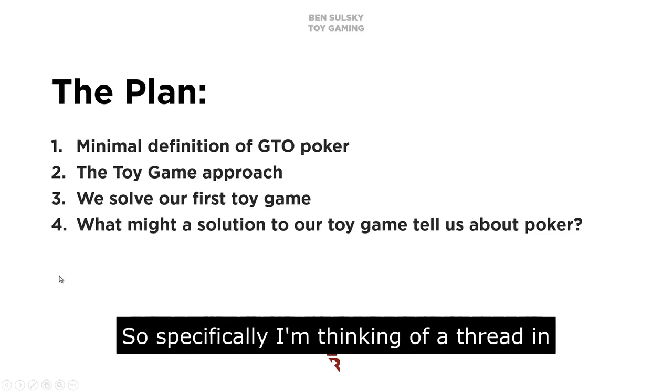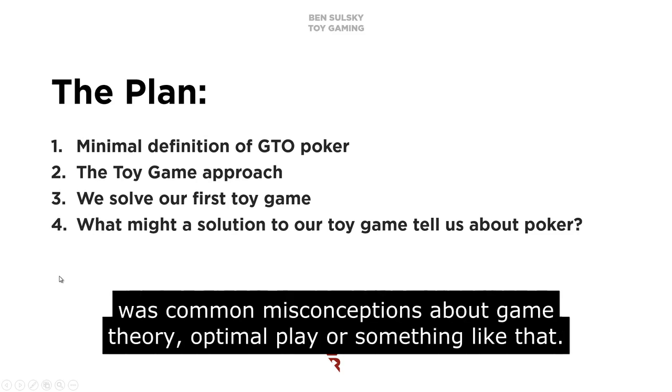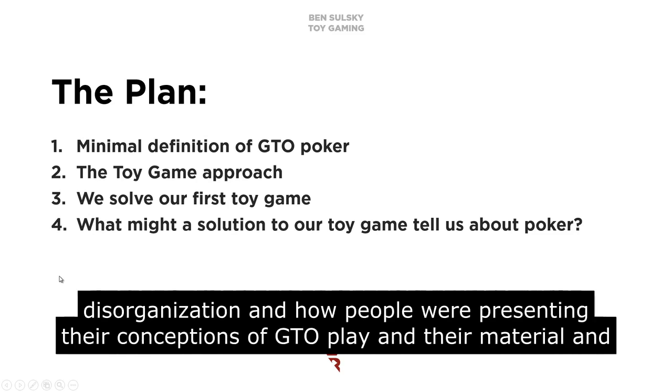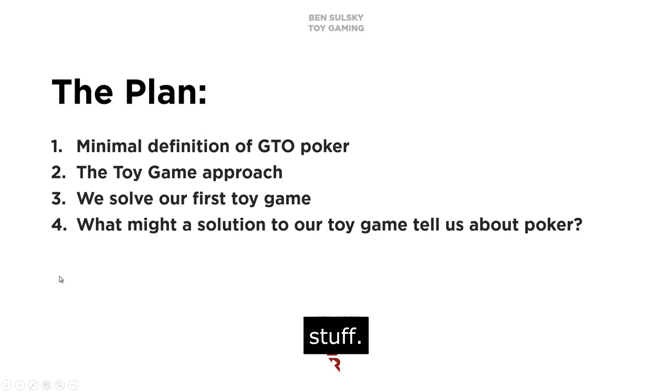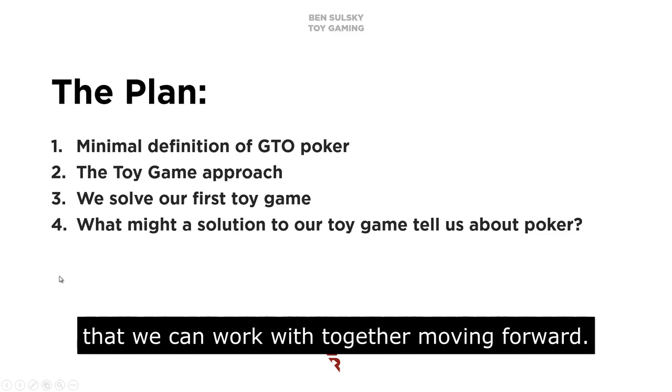So specifically, I'm thinking of a thread in SSNL on Run It Once, where I believe the thread title was Common Misconceptions About Game Theory Optimal Play or something like that. And in that thread, there were all these different things being conflated, and there was a lot of disorganization in how people were presenting their conceptions of GTO play and their material. So I want to present GTO in a way that's simple, everyone can hold in their head, and that we can work with together moving forward.